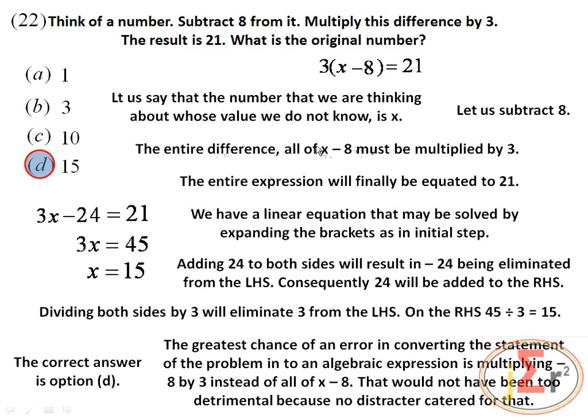So if you did not see that you need to multiply the entire x minus 8 by 3 and you went on your merry way and just multiplied the negative 8 by 3, when you solve the equation, you would not have received any of the numbers that we have in the options here. Therefore, you would have realized that a mistake was made and you would have done the only sensible thing, which is to take a look at where you made the mistake.